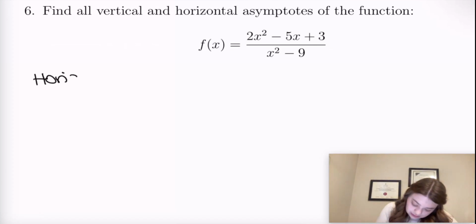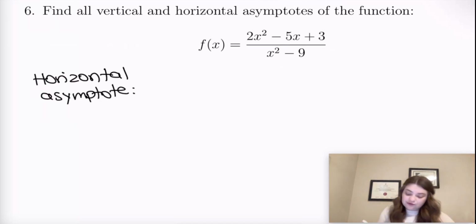So for the horizontal asymptote, what I need to do is compare the degree of the numerator and the degree of the denominator. And if the degree of the numerator is higher than the degree of the denominator, then there is no horizontal asymptote. If the degree of the denominator is higher, then there is one at y is equal to 0. And if the degrees are the same for numerator and denominator, then that means that the asymptote is where the coefficients are.